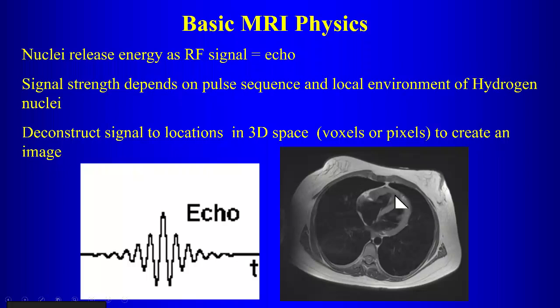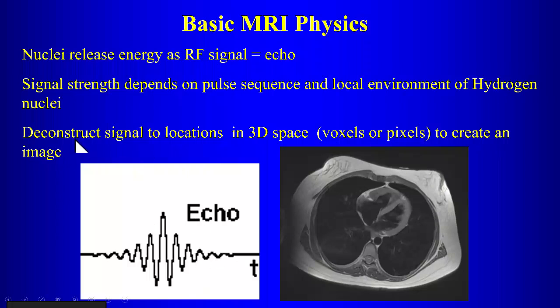The signal strength will depend on the pulse sequence and the local environment of the hydrogen nuclei. So here on a T1 weighted image where we have fat, we're going to get higher signal. Where you have myocardium, there you're going to get lower signal, and that's a characteristic of what these nuclei are surrounded by, the types of tissue they're surrounded by. So we give a signal, we get an echo.